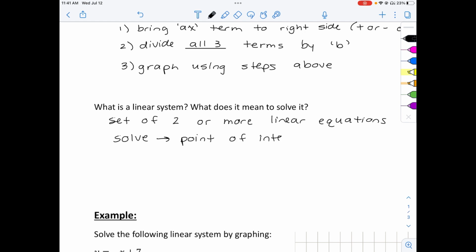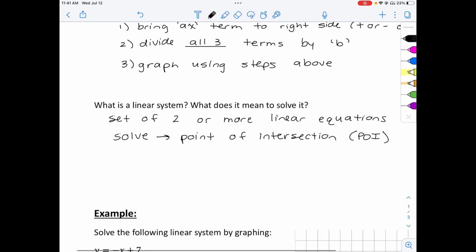which I will just abbreviate as POI. Okay, so when you see me write that, that's what that means, point of intersection. So when we have two lines graphed on the same plot, there are three ways that they can intersect. So if you have a line like this, a line like this, really like any two lines, they will eventually intersect at one point.